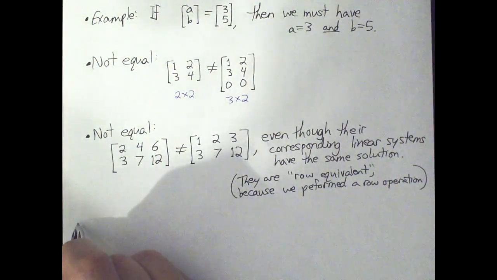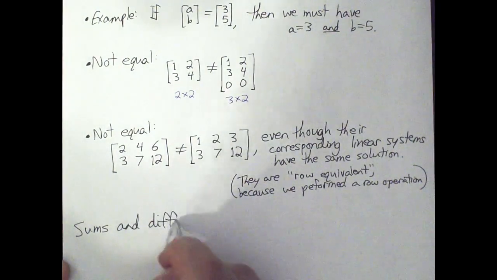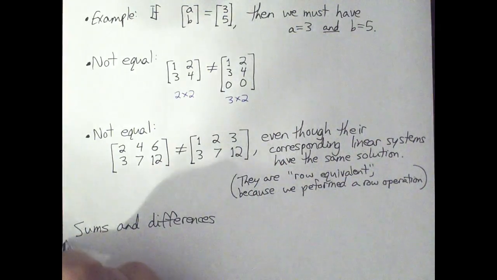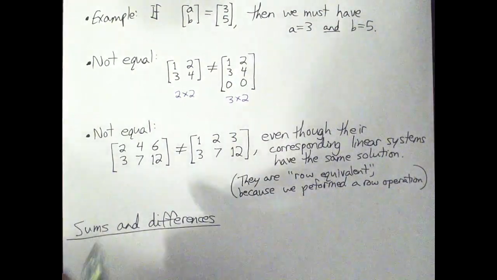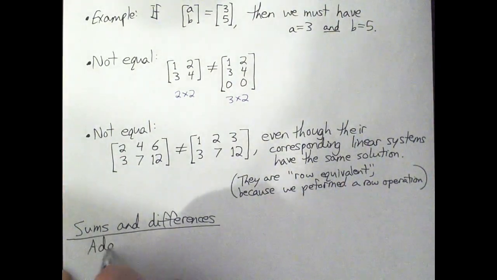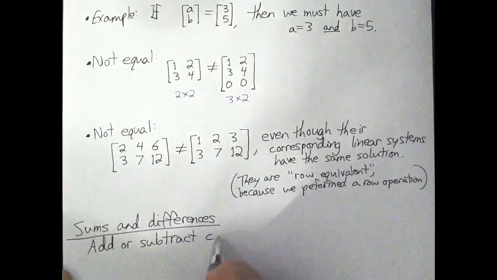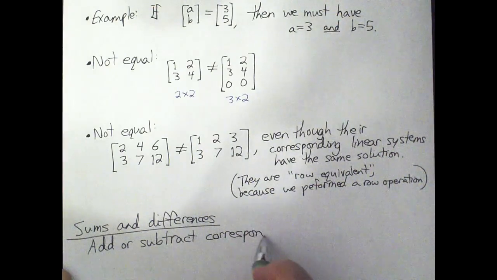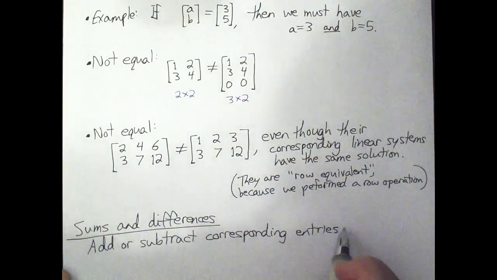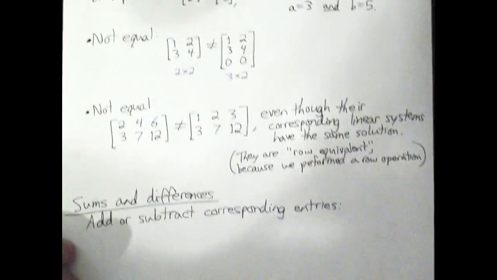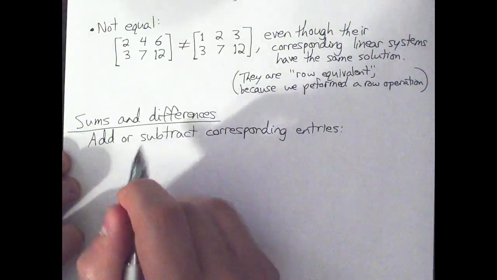Let's talk about some things that we can do with matrices. So we're going to talk about sums and differences. All that we need to do is add or subtract corresponding entries. If we want to add two matrices or subtract two matrices, whether they are vectors or larger matrices, I'll show you some examples.